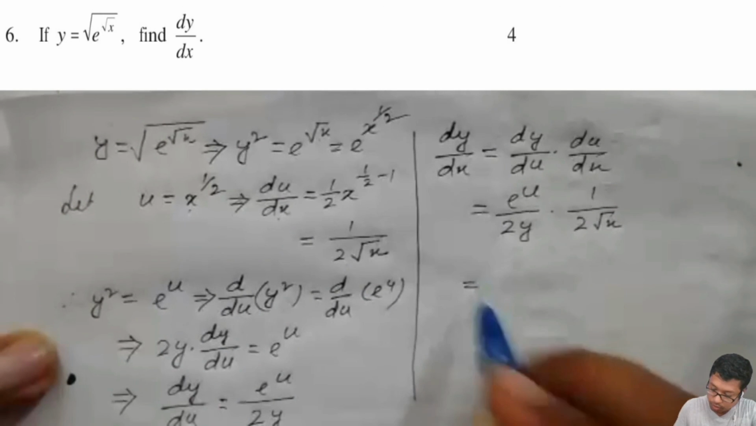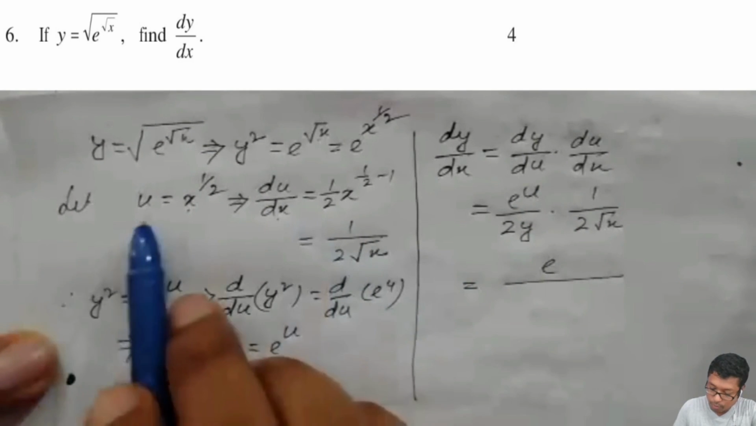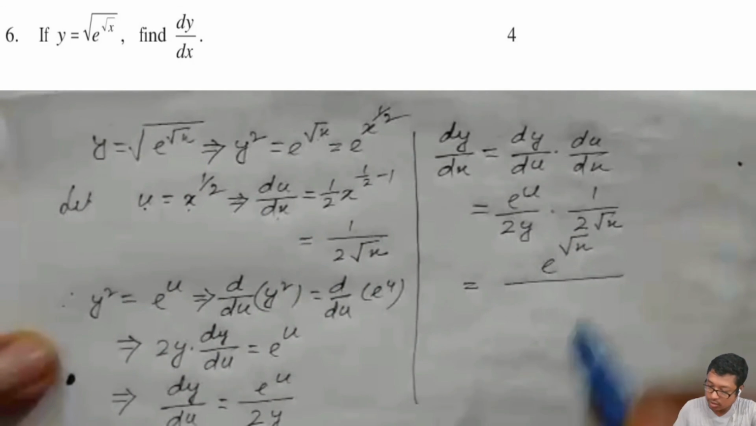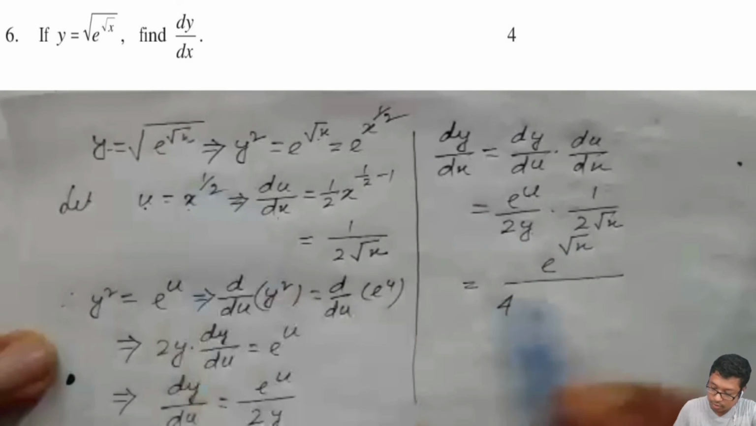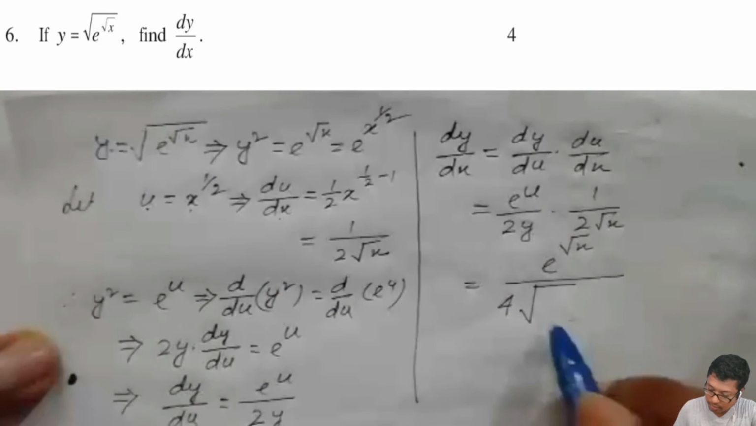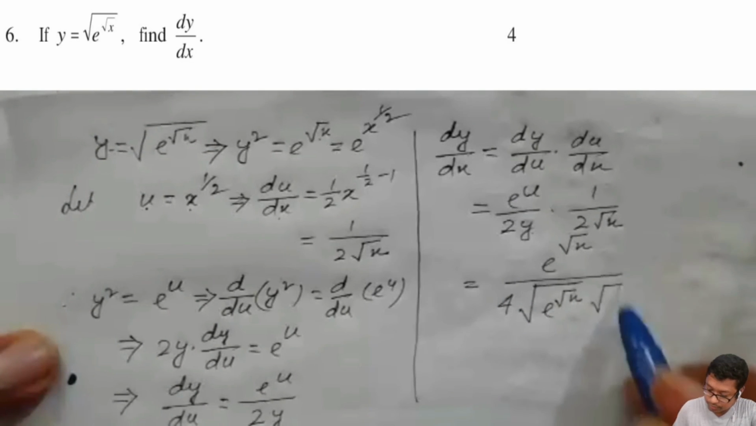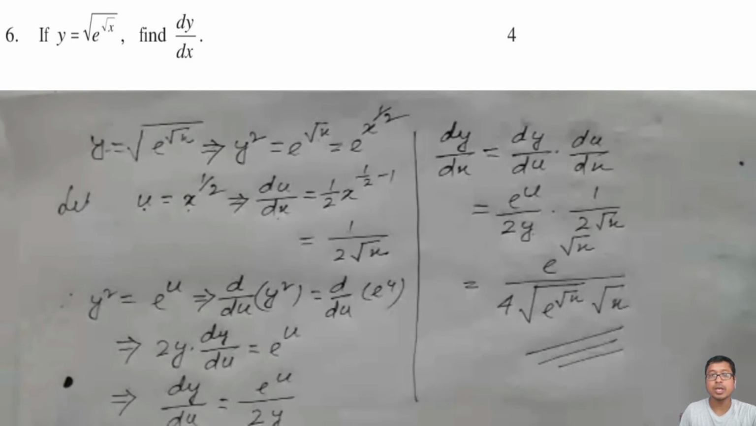So this is equal to e to the power u. u means x to the power half, so it is square root of x. 2 into 2 is 4. Our y is this, so I'll be replacing that, into square root of x. So this is our dy/dx.